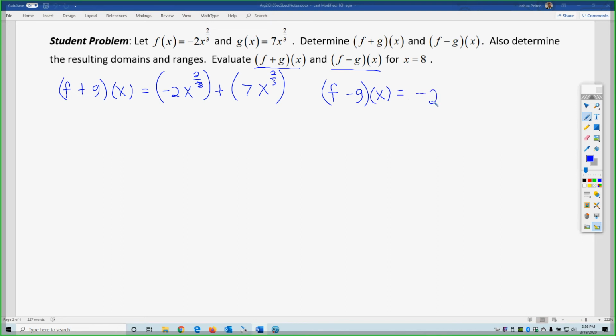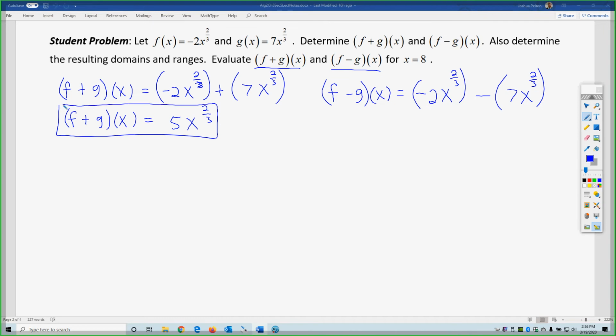So negative 2x to the 2/3 minus 7x to the 2/3. For our functions of f plus g of x, since these are like terms, we're going to get 5x to the 2/3 for the plus function, and for the minus function, f minus g of x, we're going to get negative 9x to the 2/3.